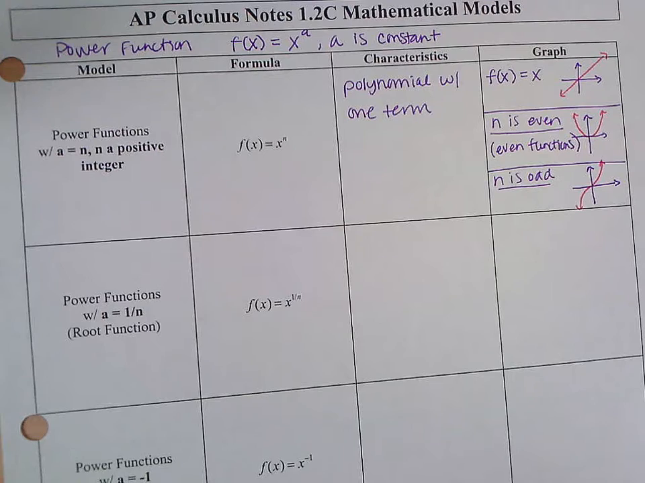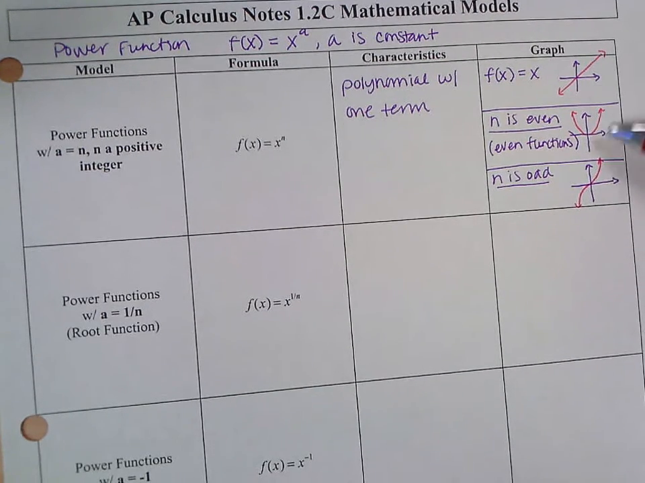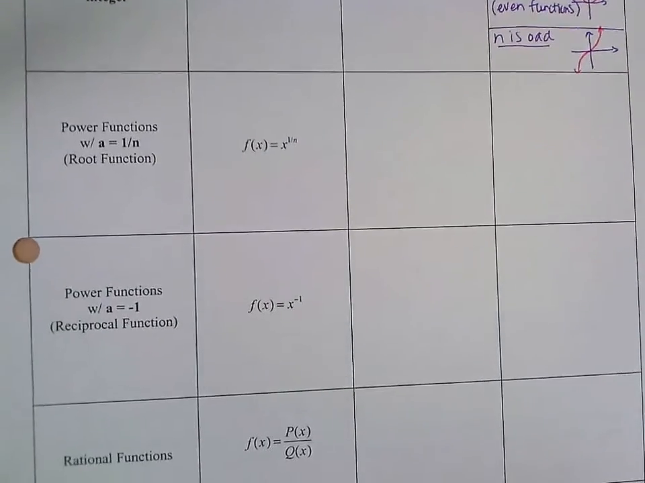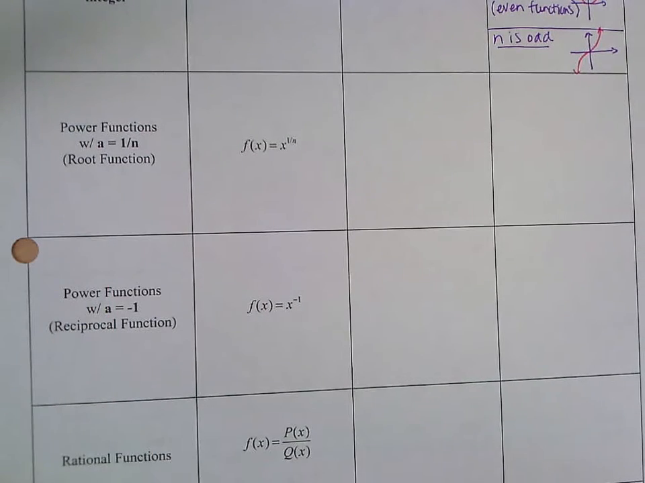So this is just recognizing, if you see any of these graphs, that it could be a power function, and then you can figure out would the exponent of that function be even or odd, or would it just be linear? Questions on those? Okay. Power functions then with the exponent equal to 1 over n.